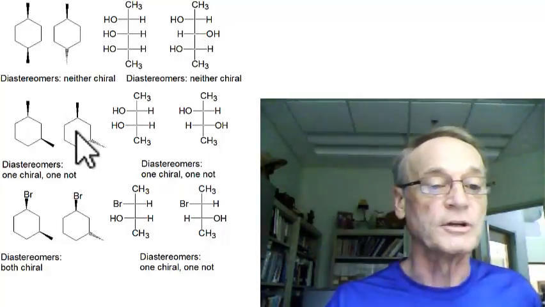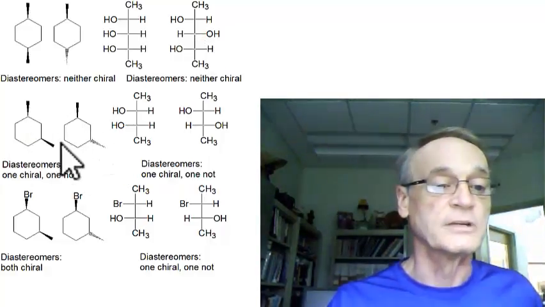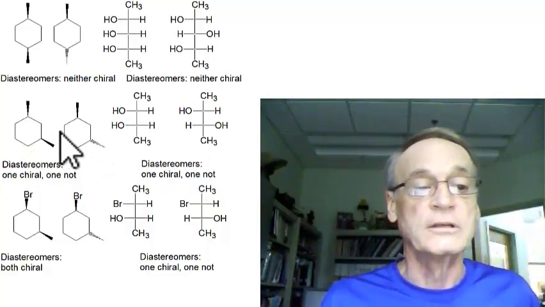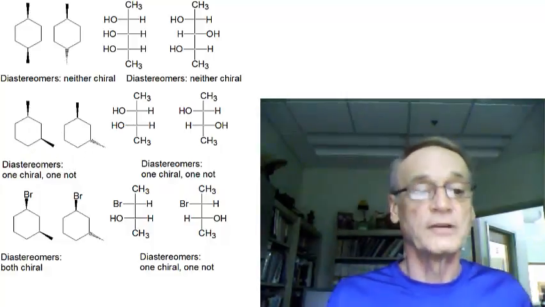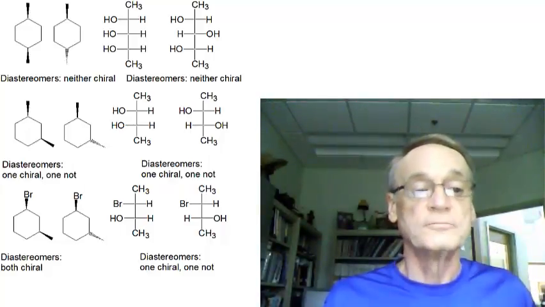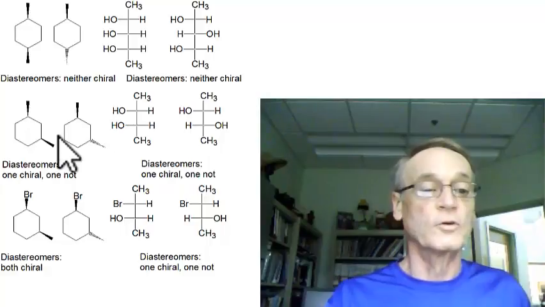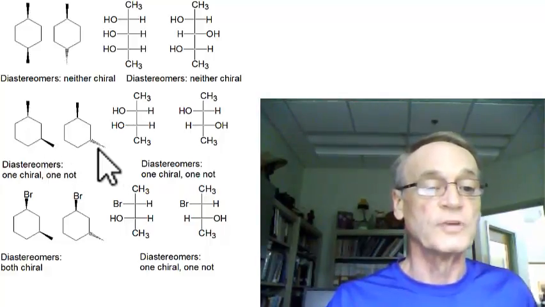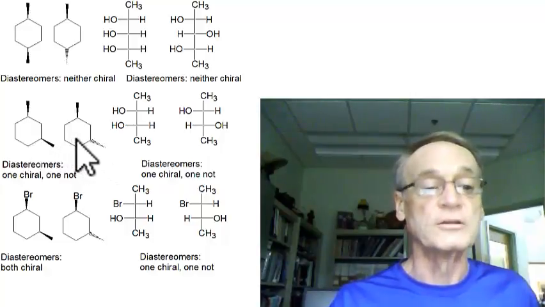Okay, let's look at these two molecules now. What's their relationship? Well, they are certainly not the same as each other. One's cis and one's trans. They are not mirror images of each other, so therefore they are diastereomers. They're stereoisomers. They differ only in arrangement in space. This carbon's up and that carbon's down, but they're not the same as each other and they're not mirror images, so therefore they are diastereomers.